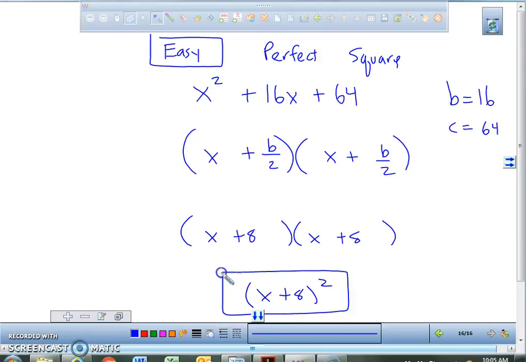All right, so how do we check our answer to know we got it right? You take these numbers, and what are we going to do with the 8s? We're going to add them together to check if our middle number works. 8 plus 8 is 16. And we're going to take these 8s and multiply them together to equal 64.